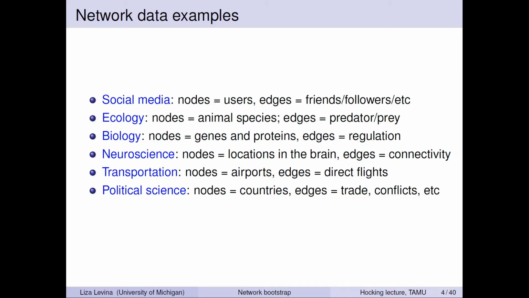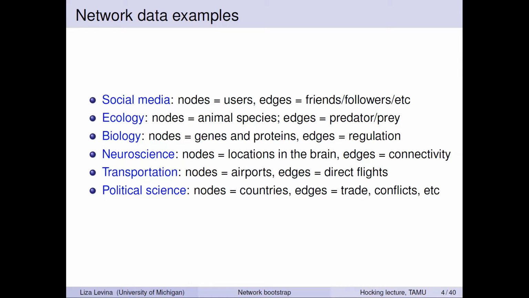Examples of network data are absolutely everywhere. Everybody, of course, can think of social media. Everybody imagines a friendship network, and that's a common example where your nodes are users and edges are friends or followers or whatever thing that social network has.